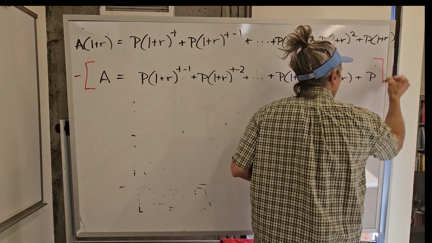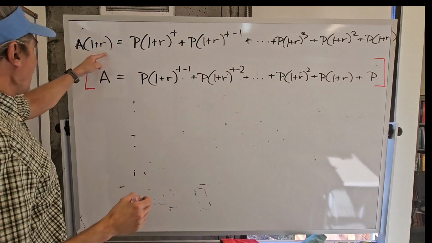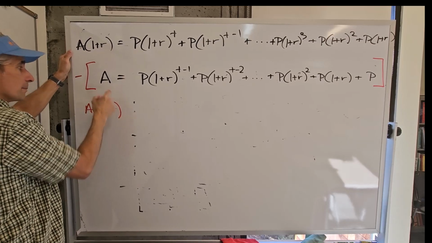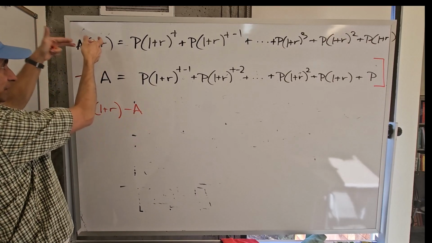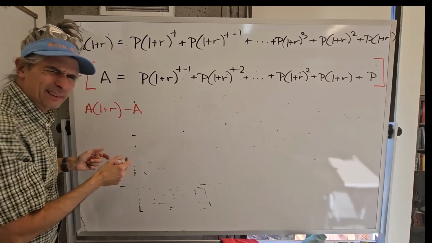He said, yeah. I said, okay, I'm trusting you, Dr. Monk. So I did A times 1 plus R minus A. So that's just this minus that. And I looked at that and I kind of scrunched my face up and I said, all right, we'll go with that.